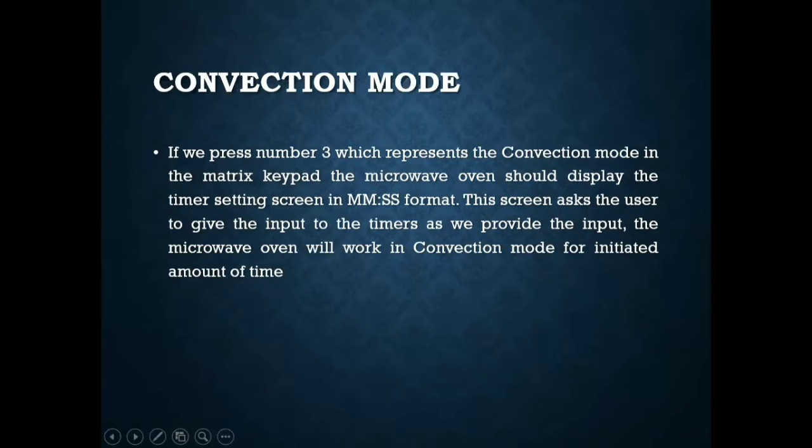Convection mode. If we press number 3, which represents the convection mode in the matrix keypad, the microwave oven will display the same screen which consists of minute and second format. This screen asks the user to give the input for the timer and the microwave oven will work in convection mode for the initiated amount of time.